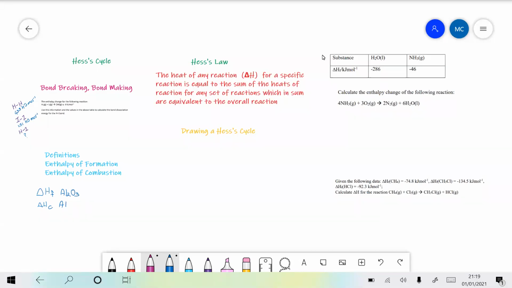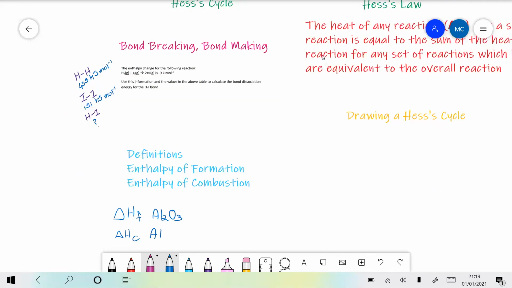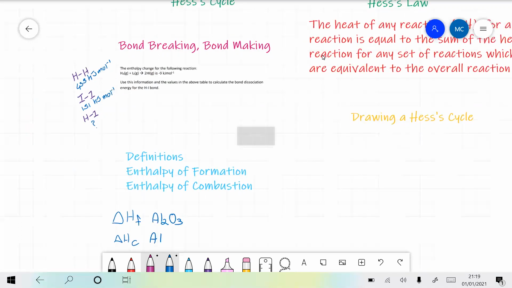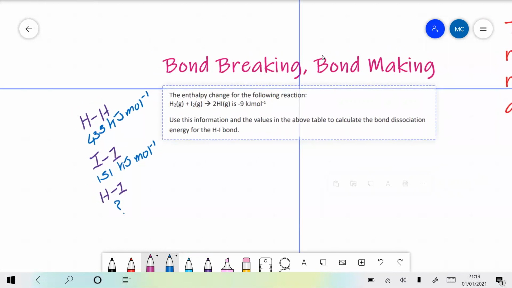Welcome to today's class, and today we're going to be speaking about the Hess cycle. During our last lesson, we spoke about bond breaking, bond making, and we spoke about some definitions. So first, let's revise these two topics by working a couple of examples.